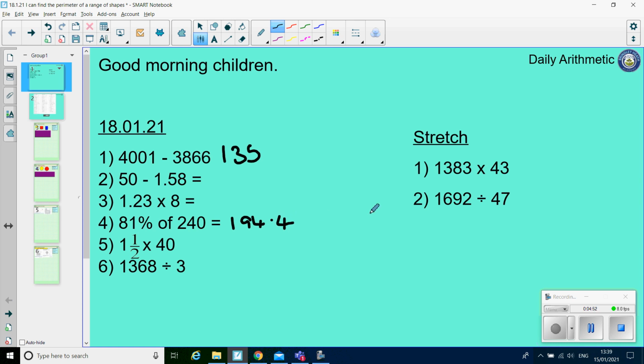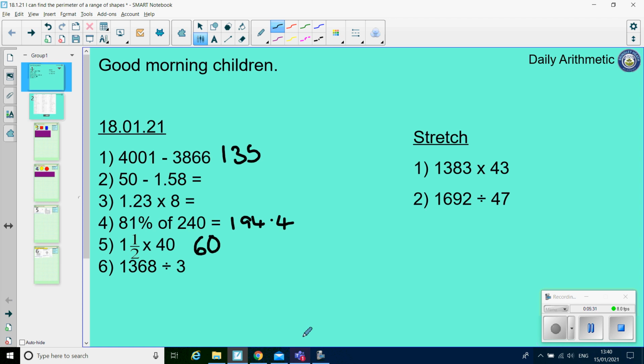Okay, question 5, 1.5 times 40. Now we had this kind of question on your arithmetic test on Friday. Hopefully you've remembered how to do it, but if not, remember you need to break it down into the different parts. So first of all, ask yourself what 1 times 40 is. 1 times 40 is 40. Next, you're going to ask yourself what half of 40 is. Half of 40 is 20, and you want those two numbers added together. So 40 add 20 gives the answer 60.